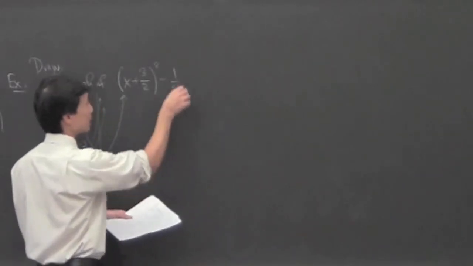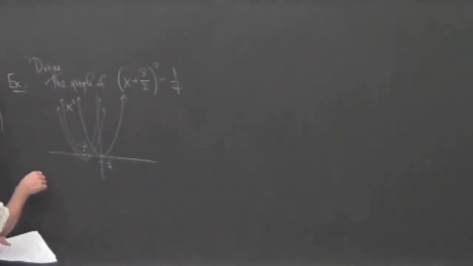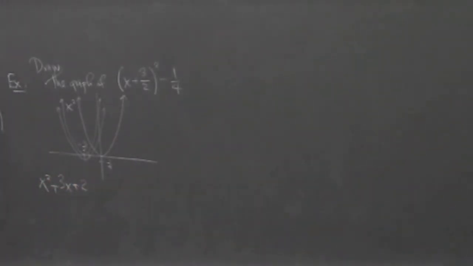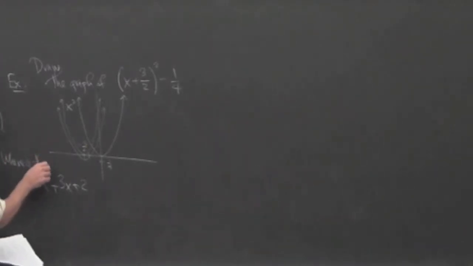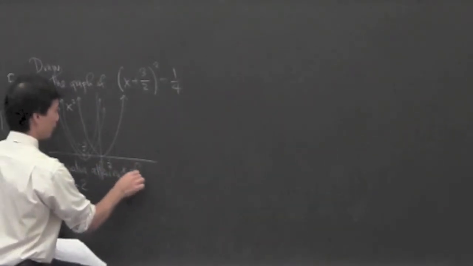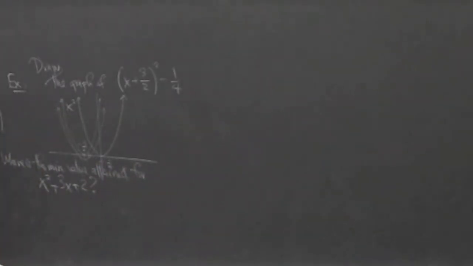Okay. So, to make this example a little bit more relevant, if somebody gave you x squared plus 3x plus 2, and they said, what's the graph of this? Or where is the minimum value obtained for this function? This is a problem that, when you get to calculus, you get some tools that will enable you to answer for a wider class of functions, but we can actually do it for this sort of simple function, a parabola.